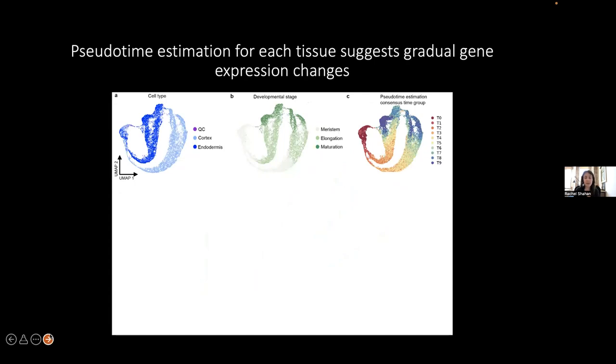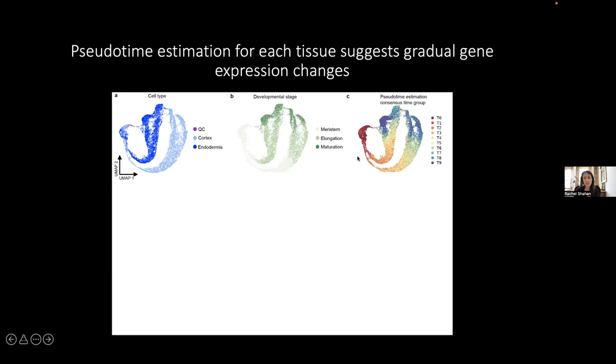We did this for all of the different tissue types in the atlas, and I'm just showing you one example here, which is what we call the ground tissue. I separated those cells out from the atlas and re-embedded them in their own UMAP plot. There are two cell types here: endodermis in dark blue, one half of the ground tissue, and the other half is cortex shown in light blue. For developmental stage annotation, the youngest cells are on the left, with three stages, and the oldest cells are here on the right, at the tips of the branches.